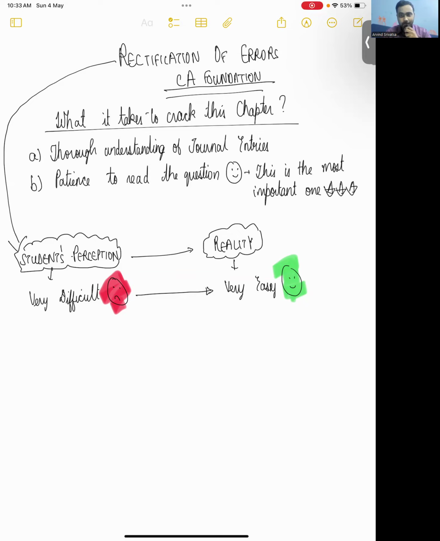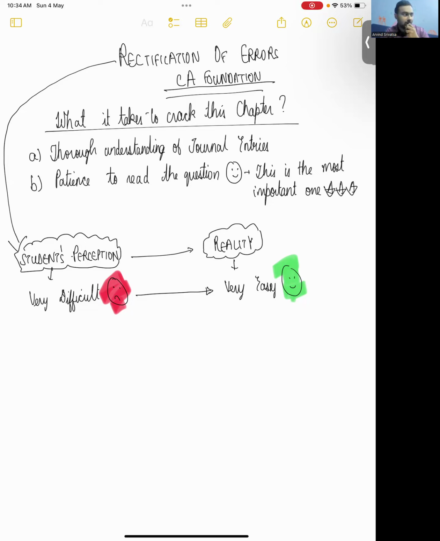You just need to keep a couple of things in mind when proceeding to this chapter. First, you have to have a thorough understanding of journal entries. Without a thorough understanding of journal entries, it's not possible to crack this chapter. I presume that all of you know journal entries. In case you have doubts, please complete journal entries and come back to this chapter. If you need a separate session on journal entries, do comment down below, and I will definitely do a separate video on journal entries as well.